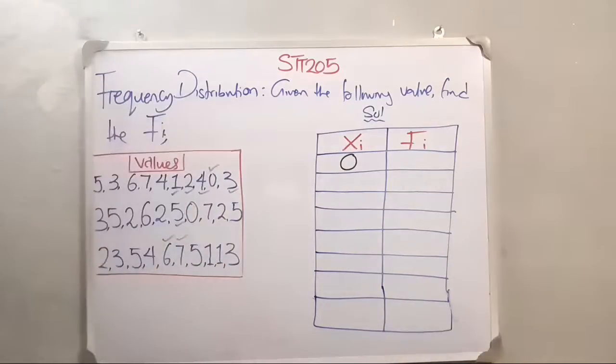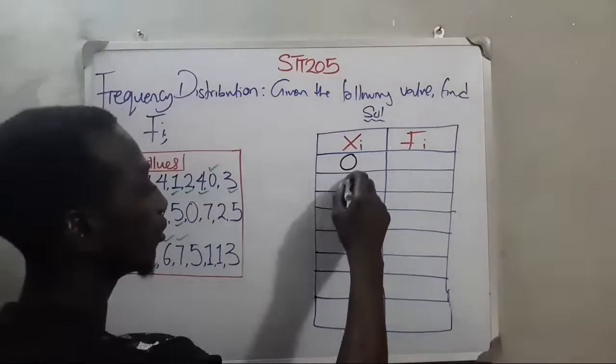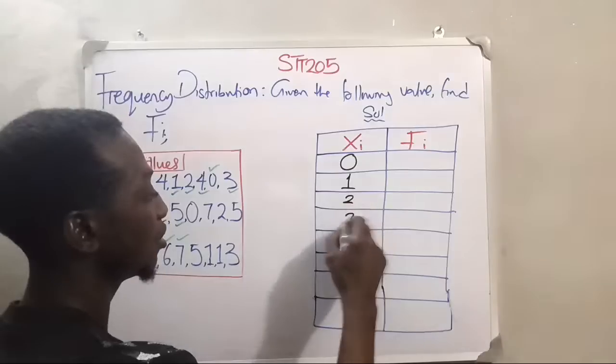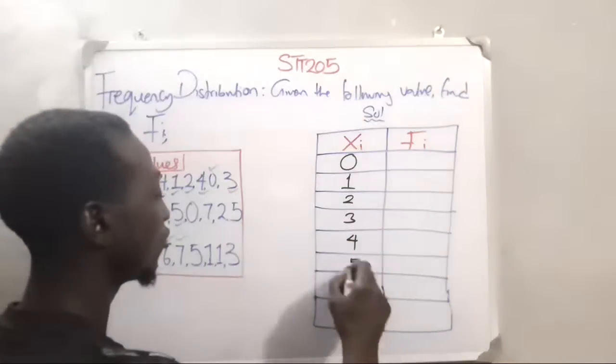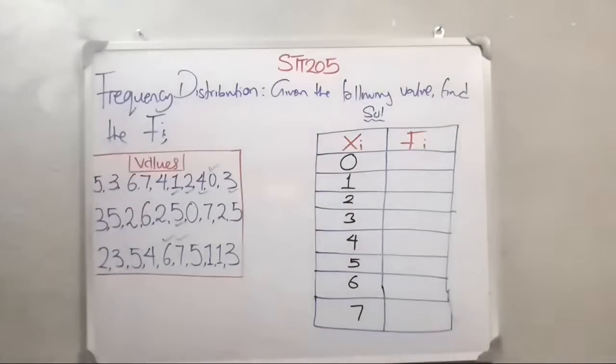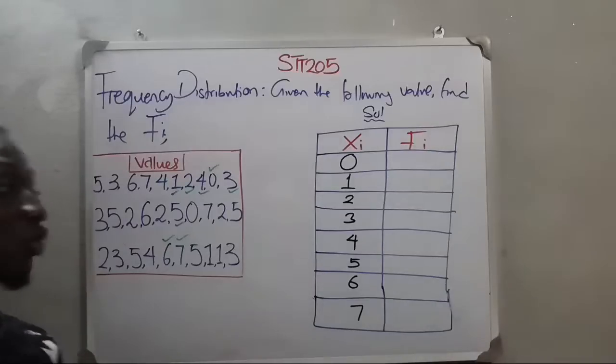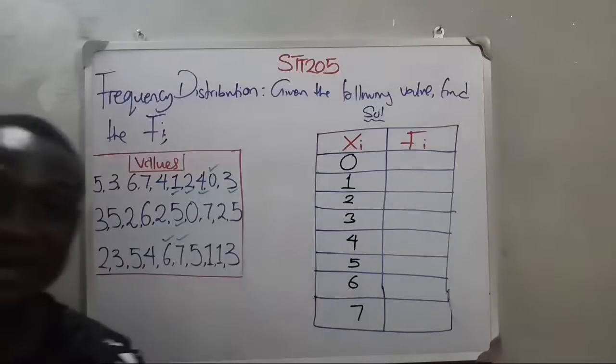Now let's plug this in. So we have 1, 2, 3, 4, 5, 6, 7. All right, all the values are scattered. So now, to get our frequency distribution, we have properly arranged them here.